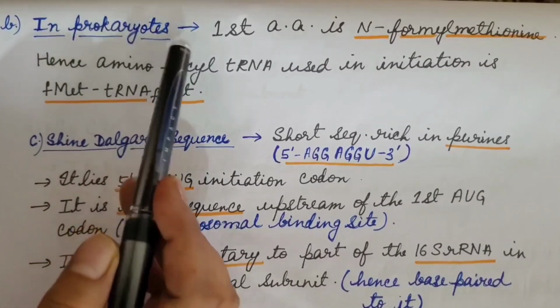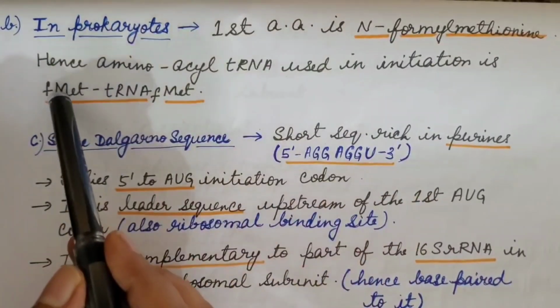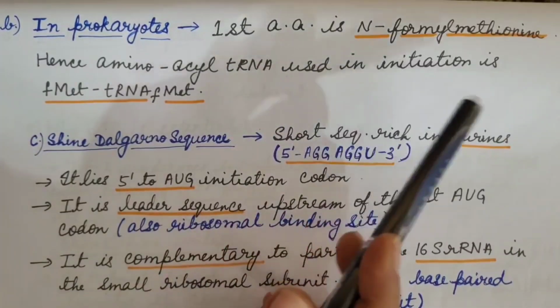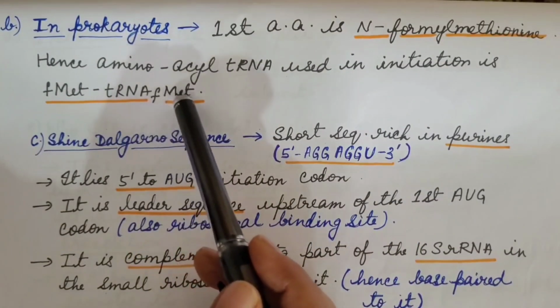In prokaryotes, the first amino acid is N-formyl methionine. Hence, the aminoacyl transfer RNA used in initiation is F-met transfer RNA F-met.